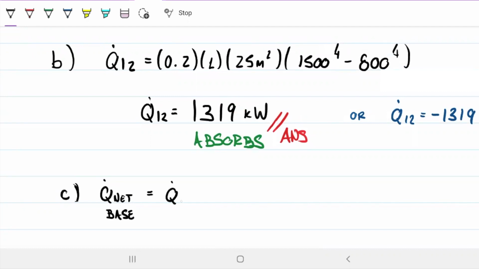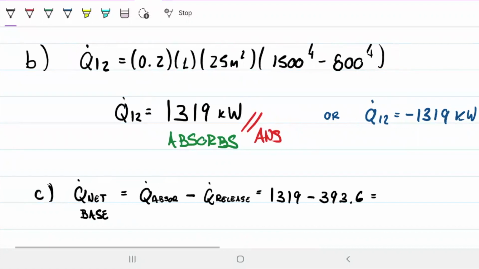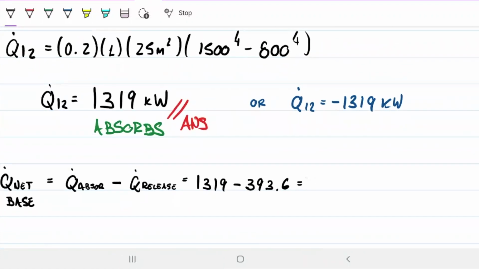equals Q, let's call it Q absorbing minus Q releasing, or vice versa. I don't know what I want to do here. Just want to do Q absorbed minus Q released or emitted. That is 1319 kilowatts minus, what was the other, 393.6 kilowatts. So this turns out to be about 925 kilowatts. And this is where you need to say, right, absorbing energy.